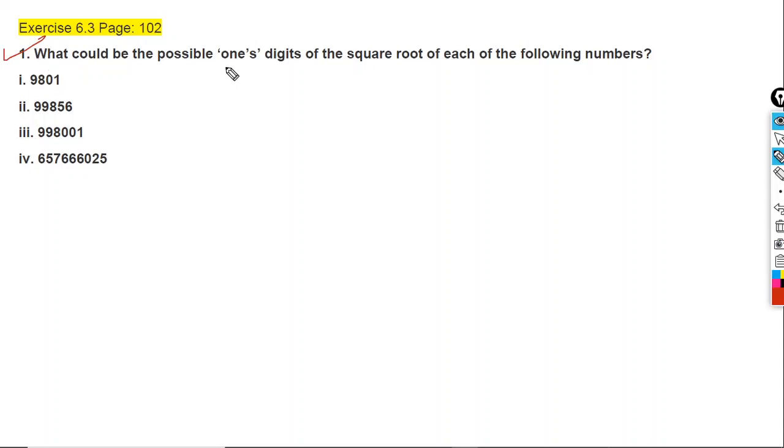What could be the possible ones digit of the square root of each of the following numbers? Now if you can remember, suppose 27 is a number. When we find the square of 27, you can say what will be the unit place of the square of 27. You know that 7 square is 49. Therefore, the unit place of the square of 27 will be 9. Now similarly we can find what could be the possible ones digit of the square root.